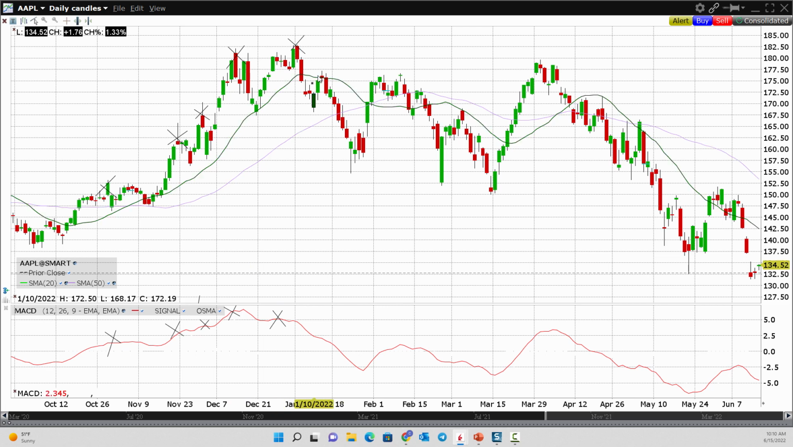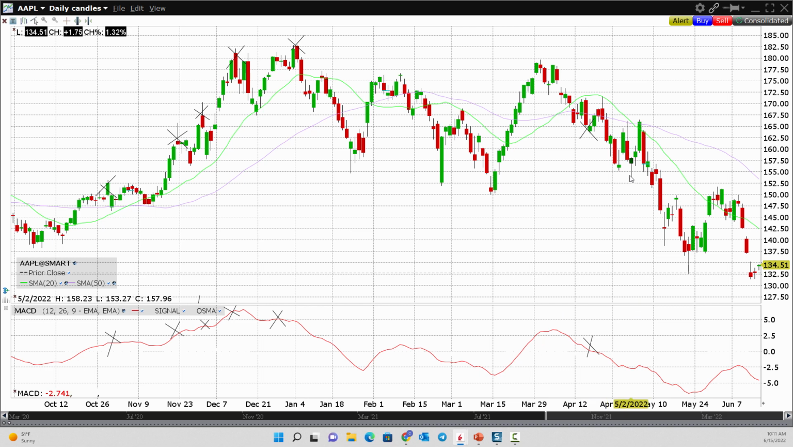Now, it didn't have to collapse hereafter, but it gives you that leading indication that, hey, we don't have the same pressure. We don't have the same momentum. We don't have the same energy that we had before. Well, look at Apple on its recent downturn. Okay, we plunge and the MACD falls.